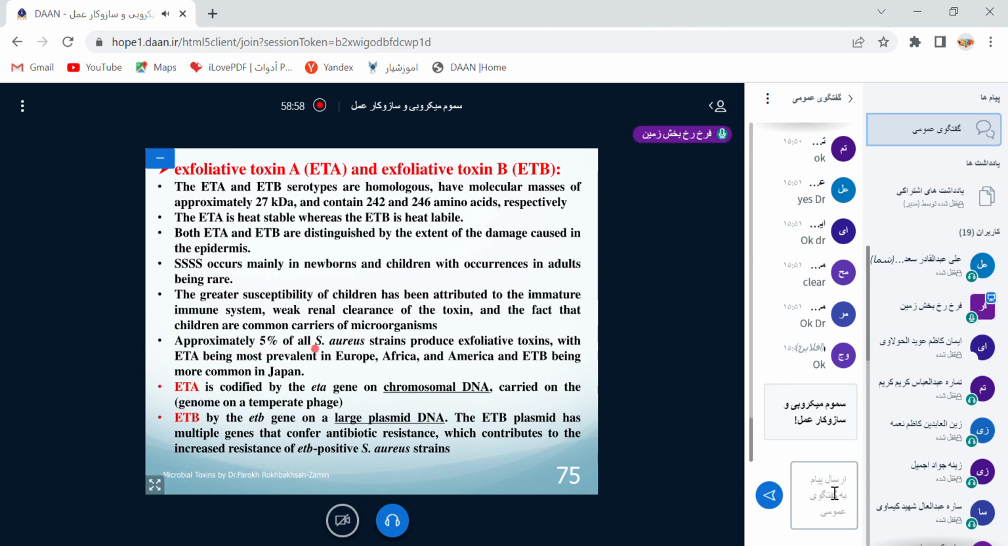Approximately 5% of all Staphylococcus aureus strains produce exfoliative toxins. So it is not so that we should think all staph can do it. Only 5% have the genes related to these toxins, with ETA being most prevalent in Europe, Africa, and America, and ETB being more common in Japan.